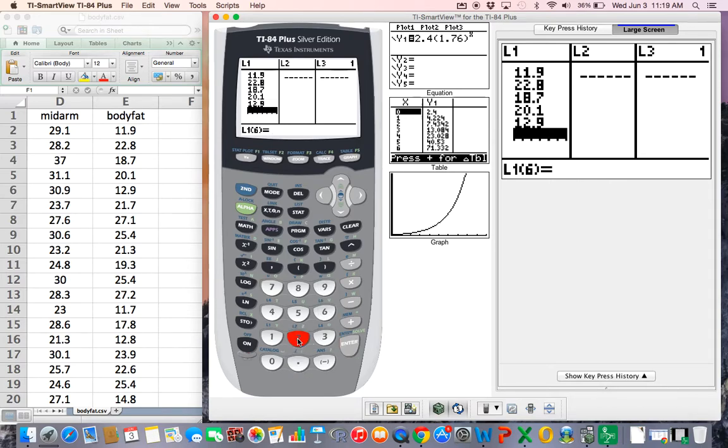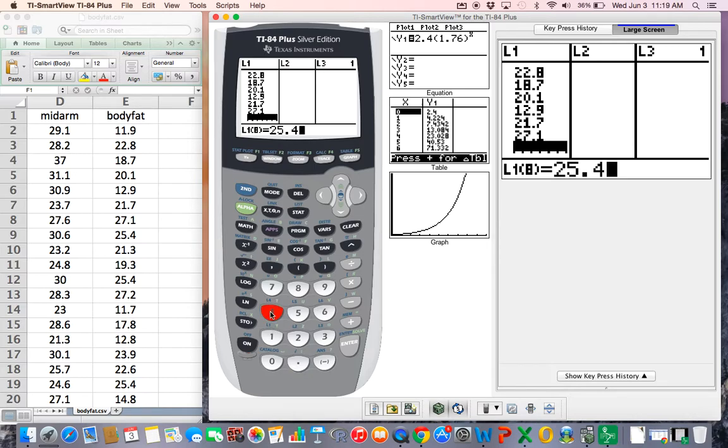12.9, 21.7. I've always found it's easier to enter data if somebody reads it to you. 27.1, that's kind of annoying that those are that close. That would be kind of someplace where we get a random error. So 25.4, 21.3, 19.3. Sometimes the Kentucky accent just slips out when it shouldn't.